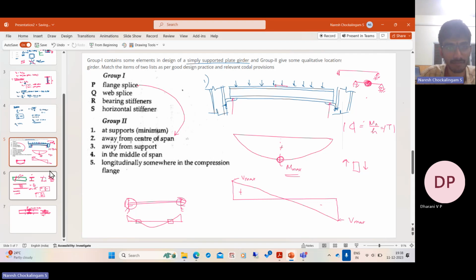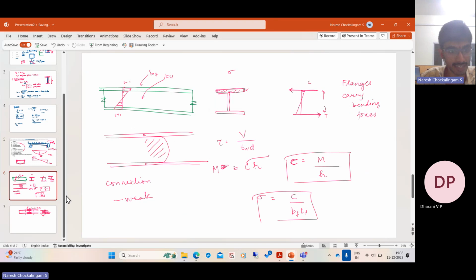Now coming to the next part, web splice. So web is critical in resisting the shear force. Where is the shear force maximum? It is maximum at the supports. And there, if you put a web splice, so okay, I didn't say what a web splice is.